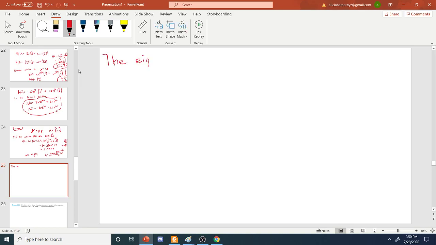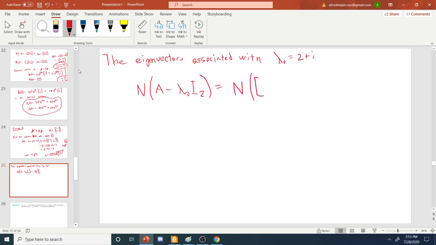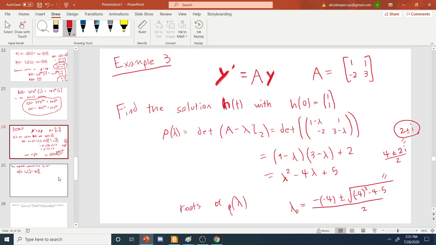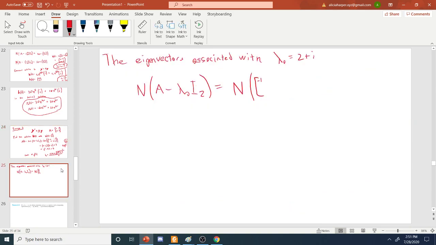The eigenvectors associated with lambda naught equals 2 plus i correspond to things in the null space of A minus lambda naught times I2, which is the same as the null space of... well, I'm subtracting 2 plus i from 1, so negative 1 minus i, and then 1 minus i here, 1 and negative 2 here.